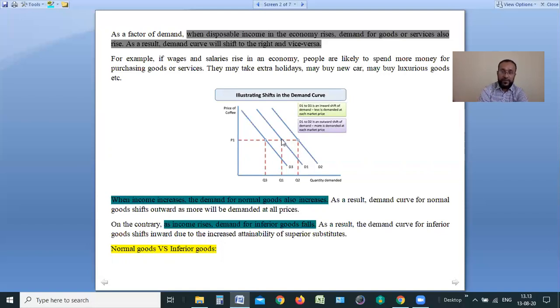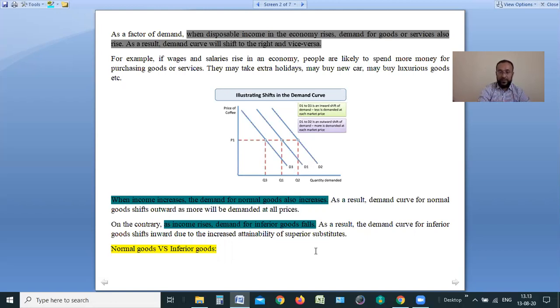And if disposable income falls, that means salaries or wages of the people fall at the same time. Government state benefit is also reduced, and more tax is taken from the people as income tax. So disposable income will fall. At the same price P1, people will buy less coffee. Before it was Q1, now it will be Q3. So the demand curve will shift to the left from D1 to D3.